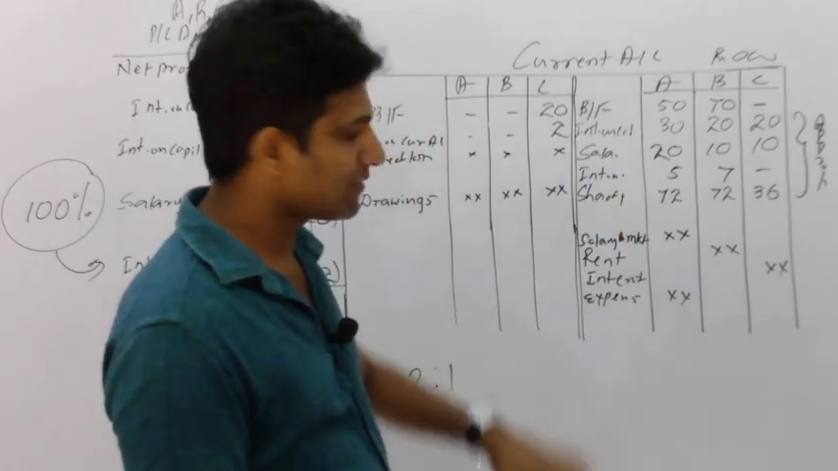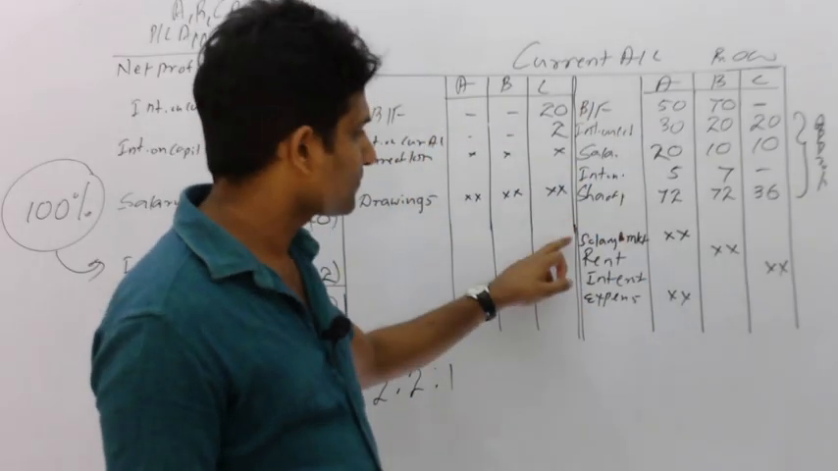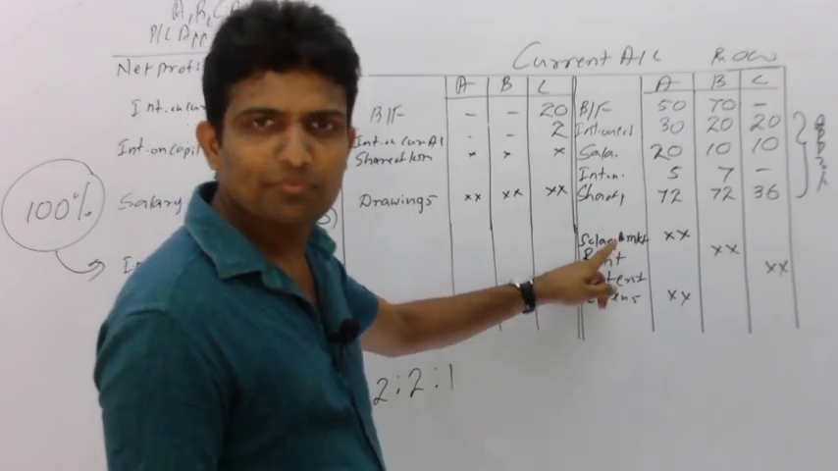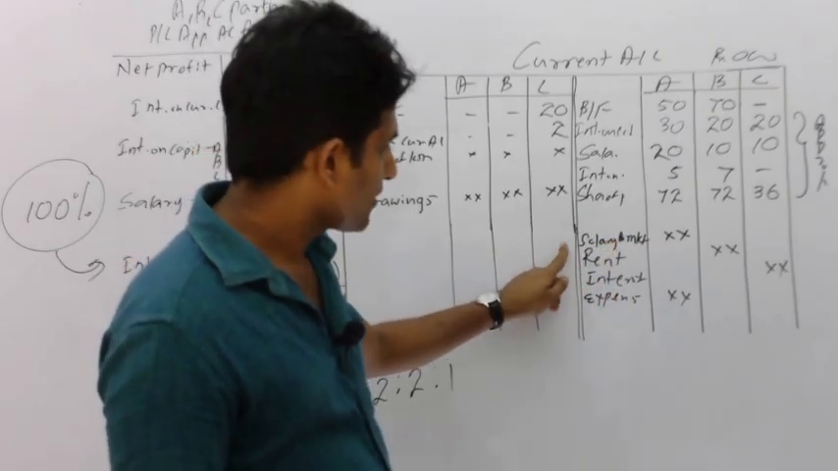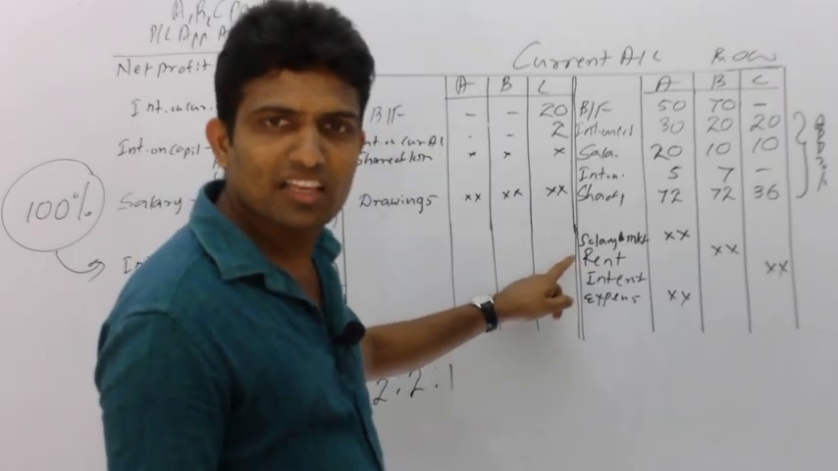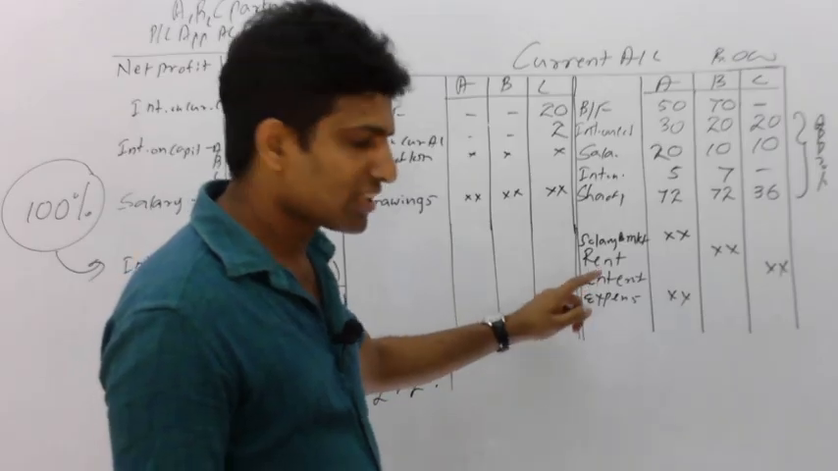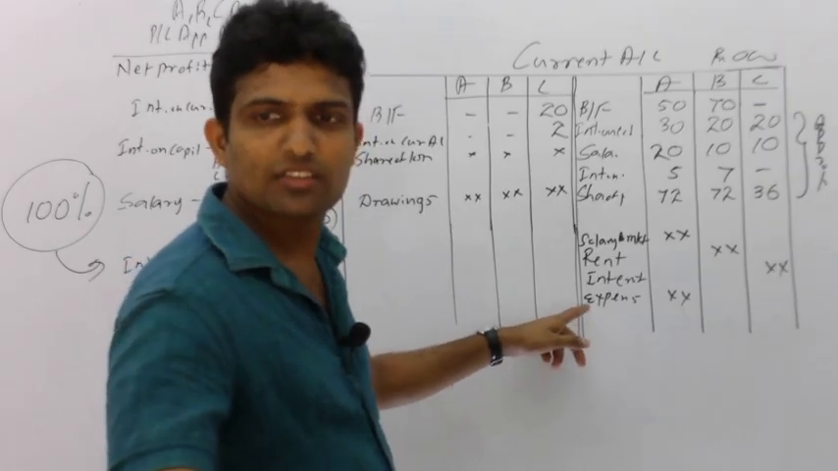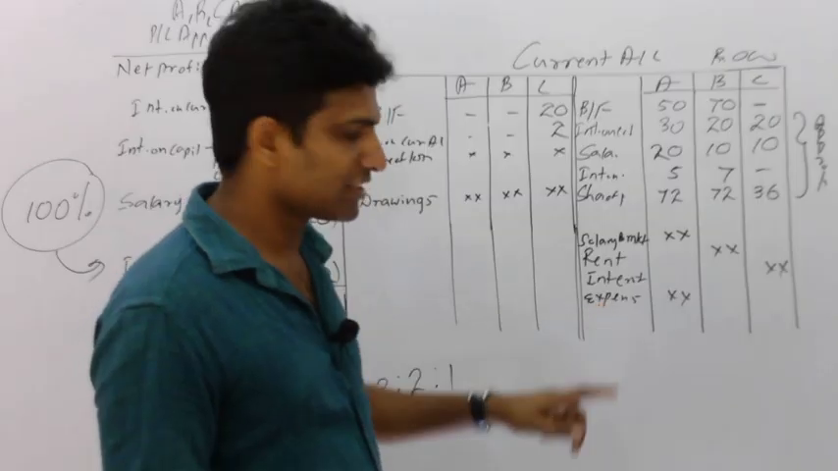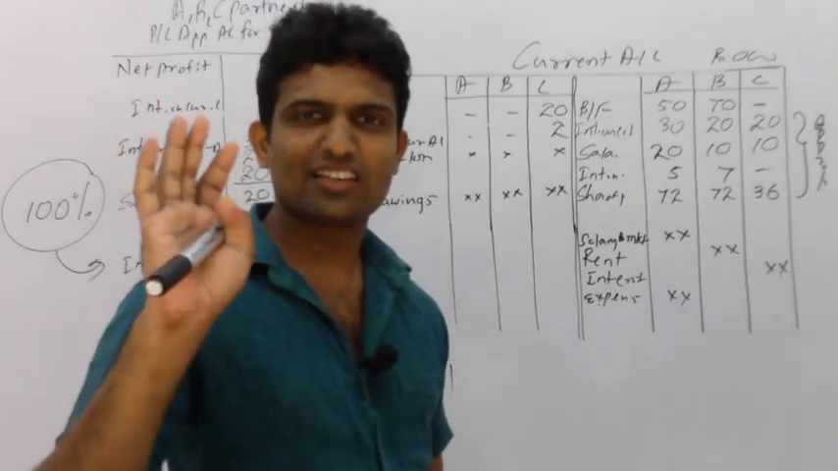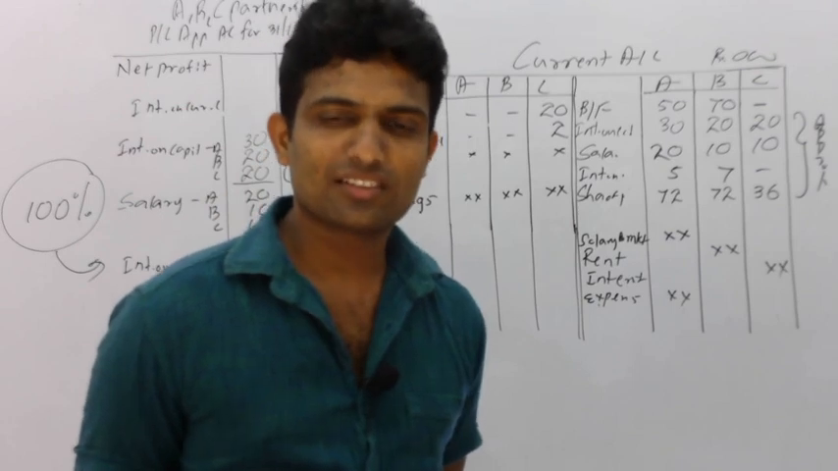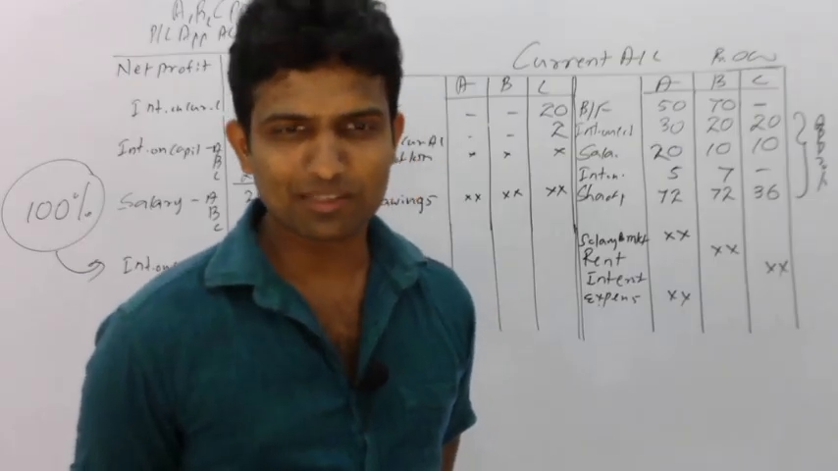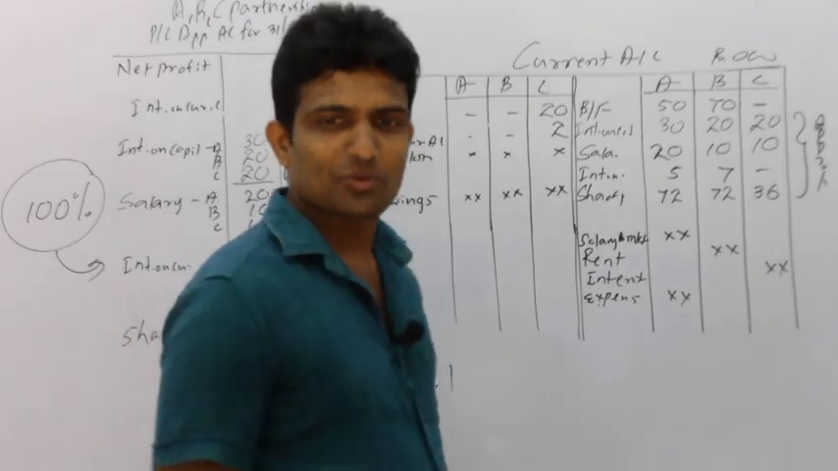What are these four? A partner works as an employee: salary paid to a partner as an employee. Rent paid to a partner as he gave a building. Interest on the loan given by partners, or otherwise expenses personally paid by the partners. Always those are tested.